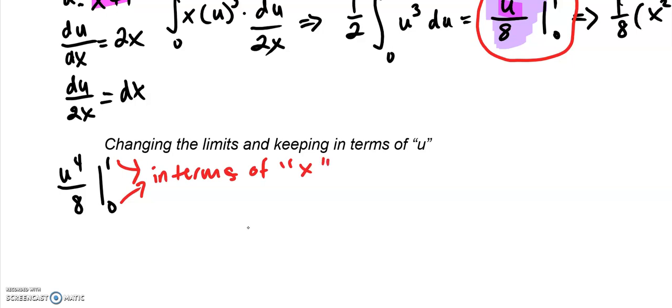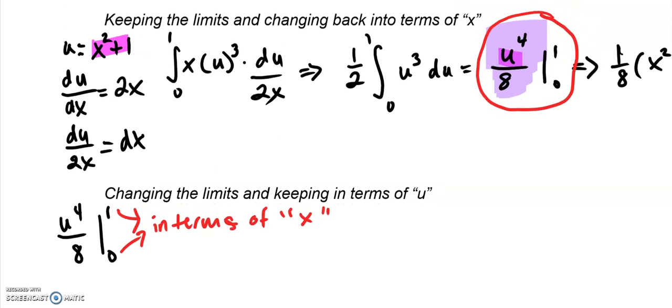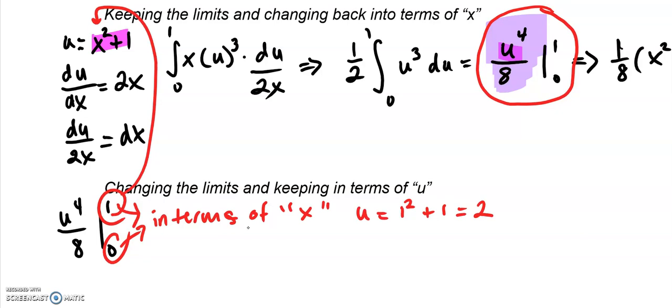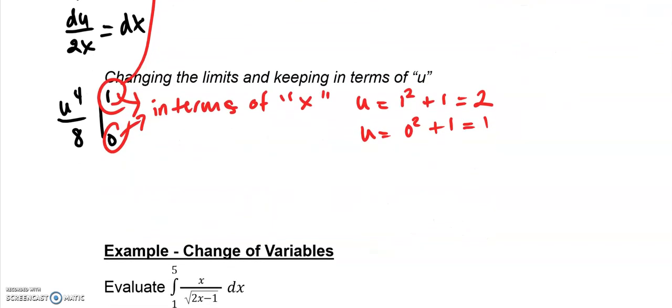And we need them in terms of u. And so in order to get them in terms of u, we're going to plug 1 and 0 in here. So you would have u is equal to 1 squared plus 1, which is 2. And then u is equal to 0 squared plus 1, which is 1. Then we're going to change the limits of integration, which were in terms of x.